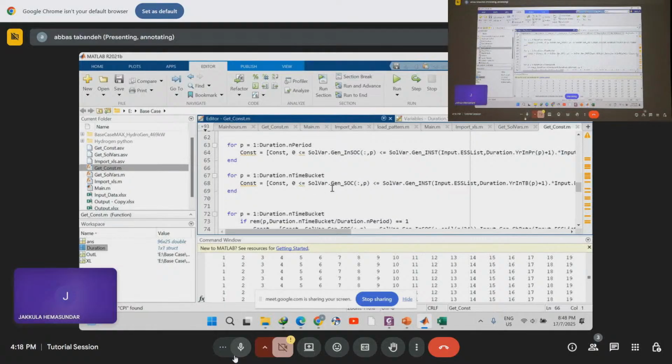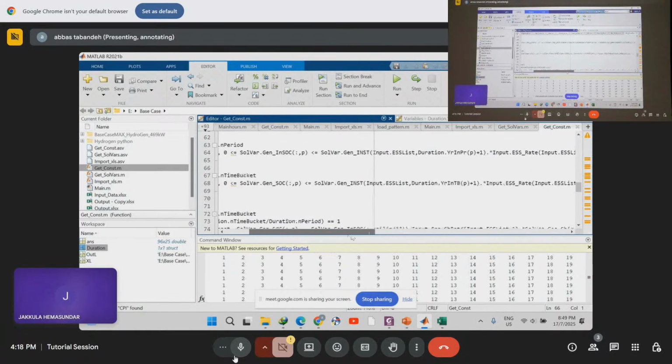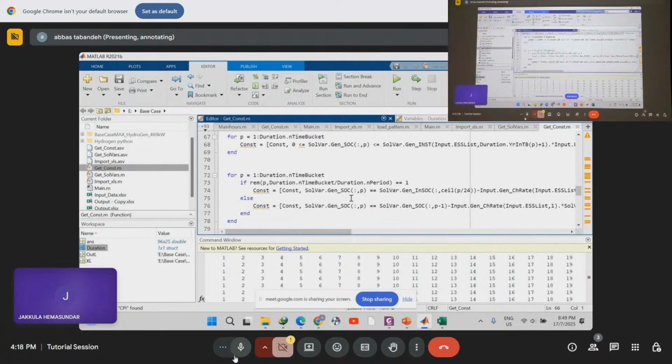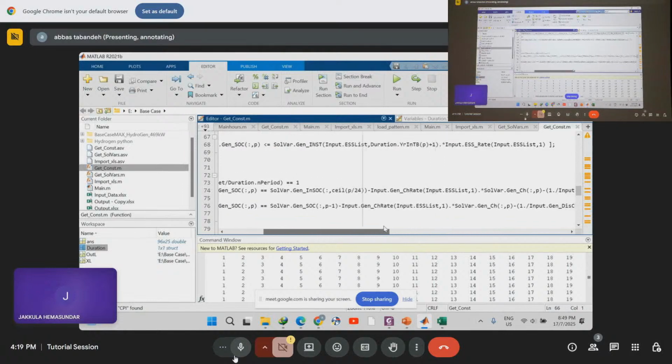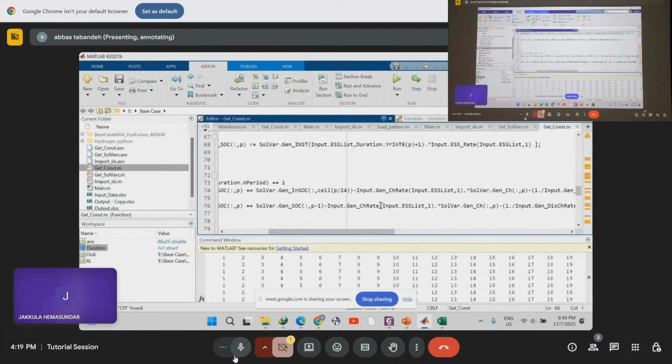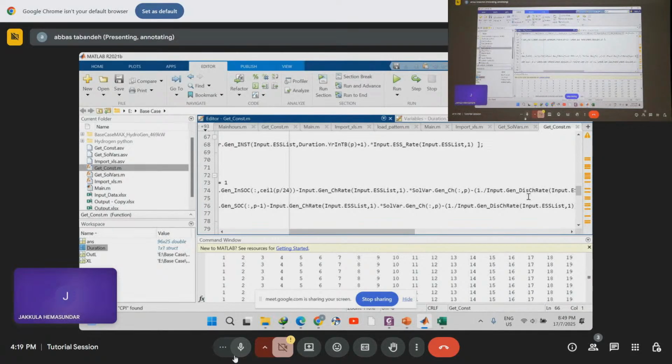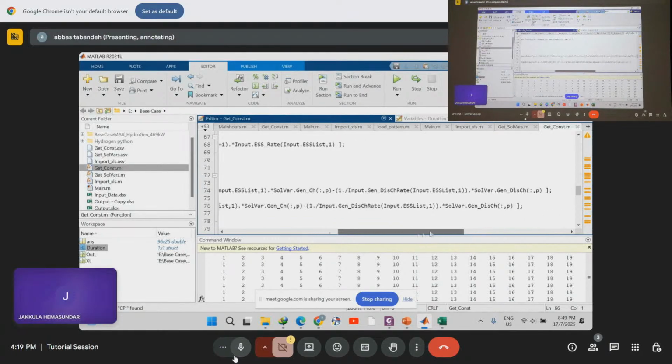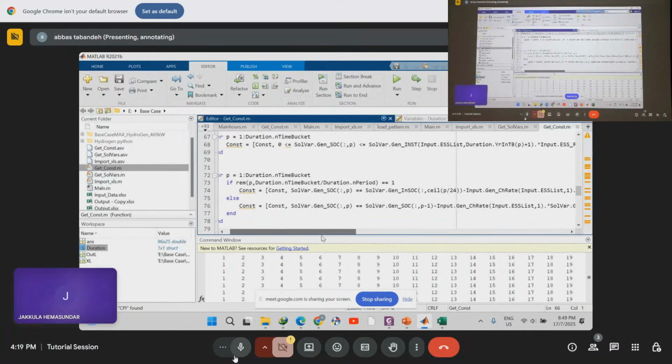And this one calculates the whole SOC, charging and discharging, we need to add them, which are multiplied by efficiency as well. Here you can see each SOC is equal to initial SOC minus the discharging rate minus charging rate, as well as the discharging rate, to calculate the SOC and model it for us.